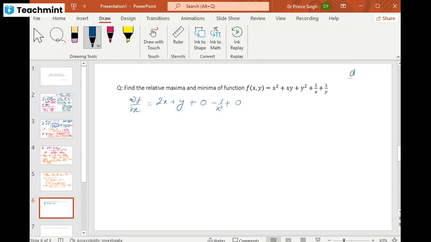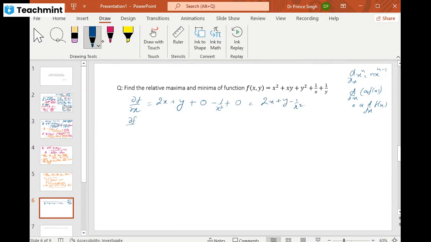Simply using the derivative of x^n is n times x^(n−1). And derivative of a times f(x) is equal to a times the derivative of f(x). Okay, linearity property. So its value is 2x + y − 1/x².